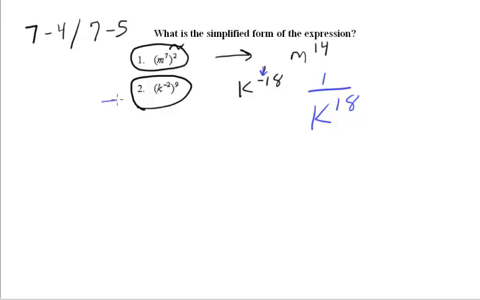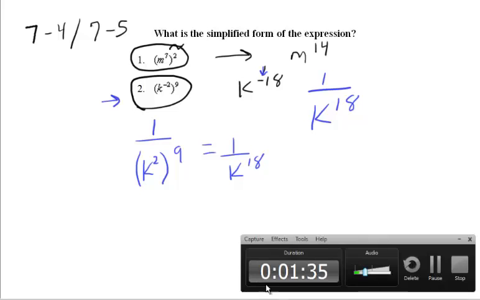So this one here, you could have also put it down in the bottom, k squared. That would have brought it down to the bottom to the 9th power, equals 1 over k to the 18th. So same thing. So that's it for that one. Those two, actually.